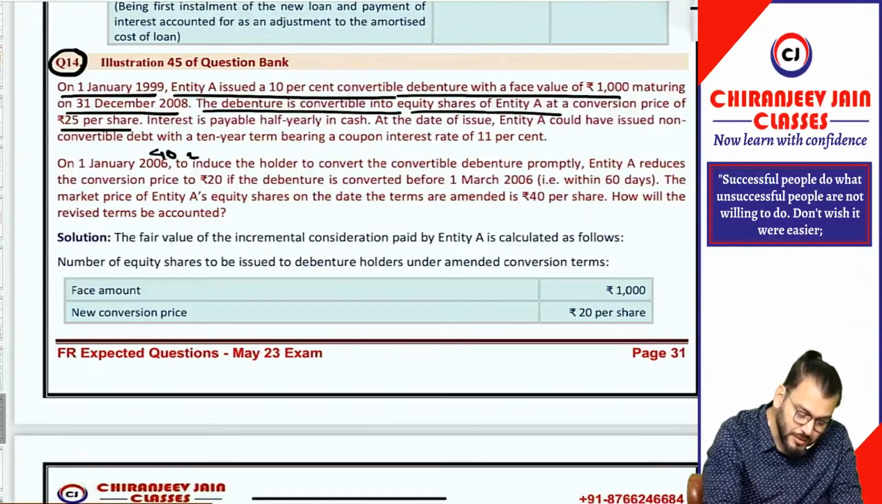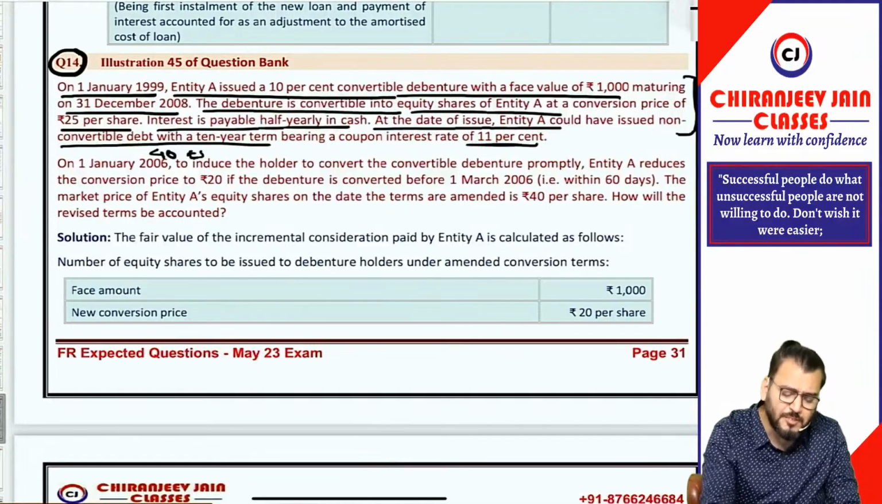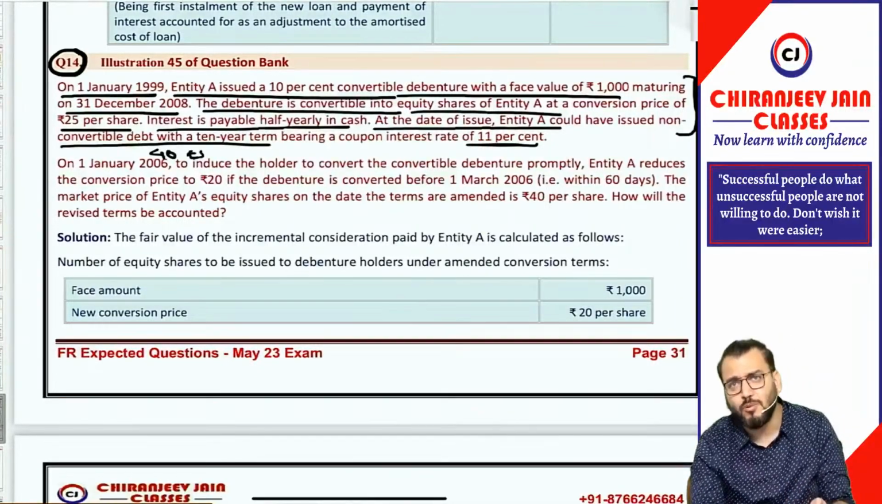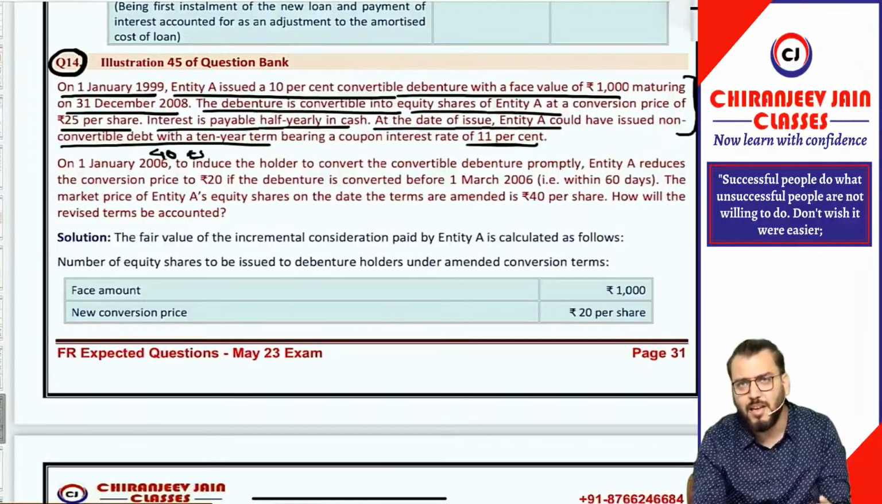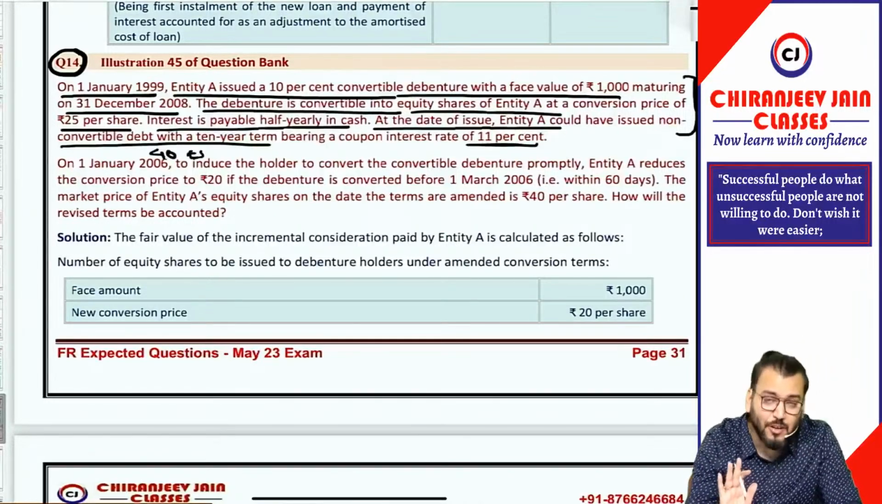Yes, sir. Interest is payable half yearly in cash. At the date of issue, the entity could have issued non-convertible debt with a 10-year term bearing a coupon interest rate of 11%. Means from the first para it is understood it is a question of what? Compound financial instrument, and if it is a question of compound financial instrument, you can split it. Splitting you can do. I am not explaining splitting, and they have not asked for splitting in this question.